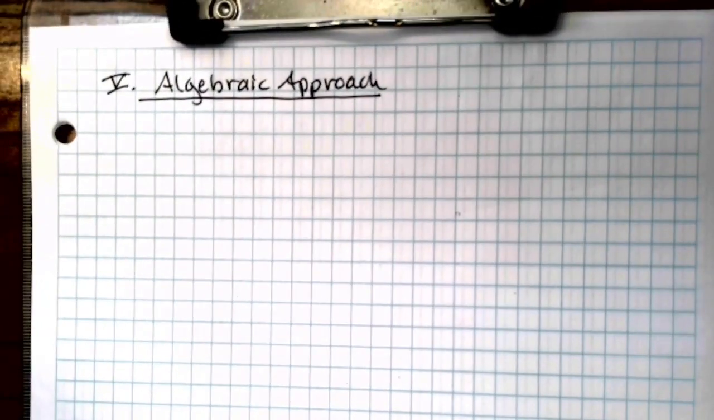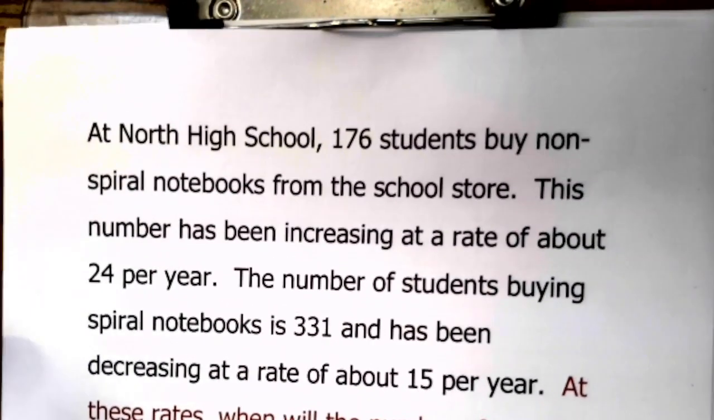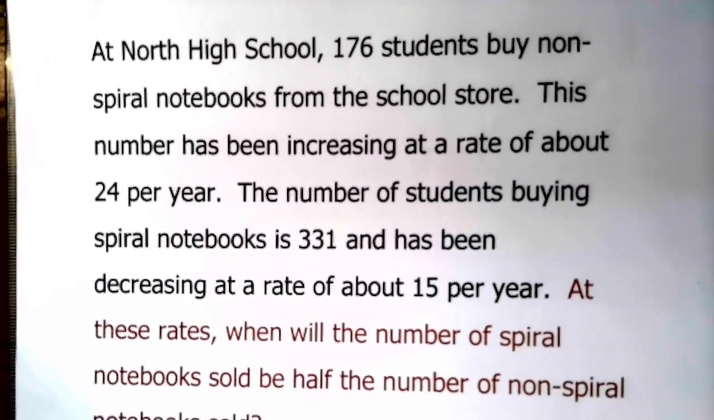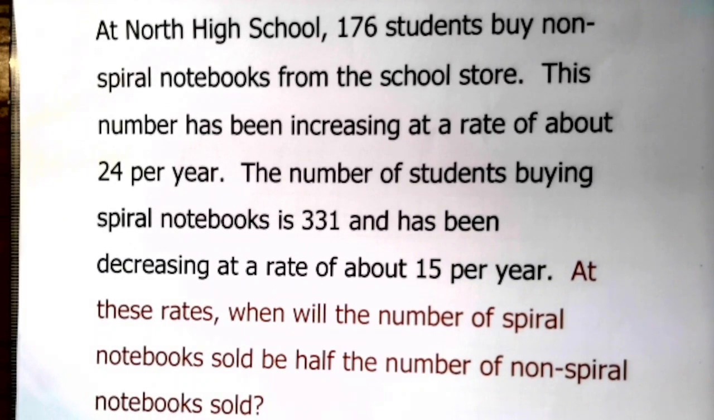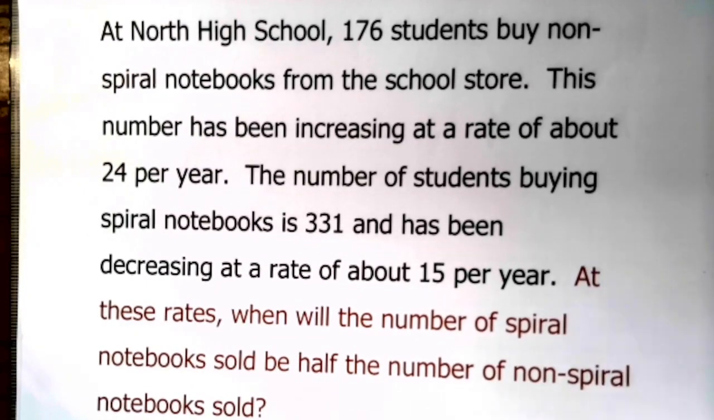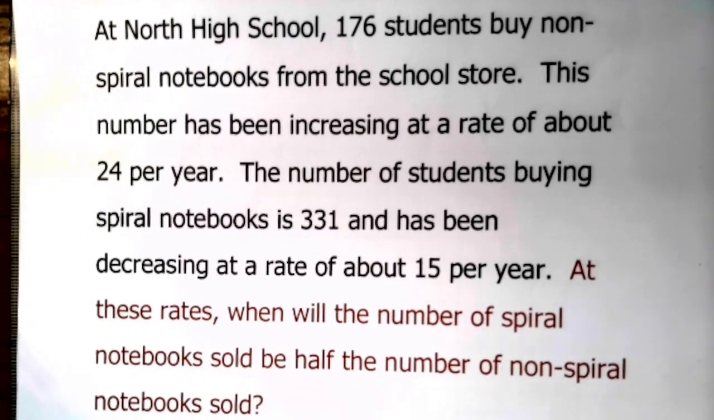So an example of an algebraic approach question is this one. Again, you can stop the video and copy it down if you wish. It says at North High School, 176 buy non-spiral notebooks from the school store. This number has been increasing at a rate of about 24 per year. The number of students buying spiral notebooks is 331 and has been decreasing at a rate of about 15 per year. At these rates, when will the number of spiral notebooks sold be half the number of non-spiral books sold? So we're looking for a break-even point, actually, between the two.